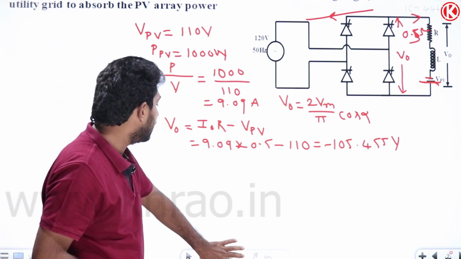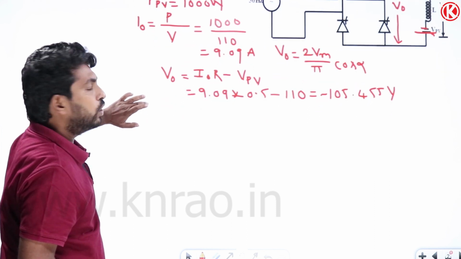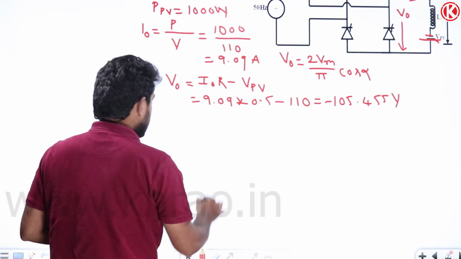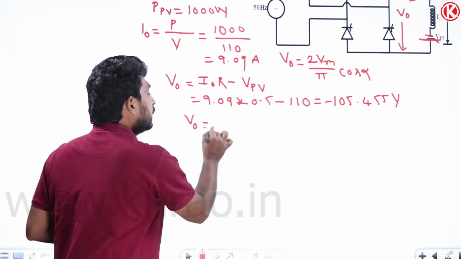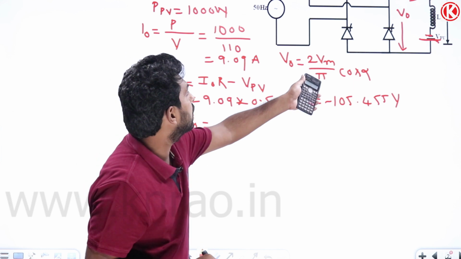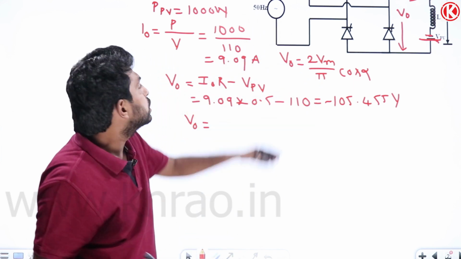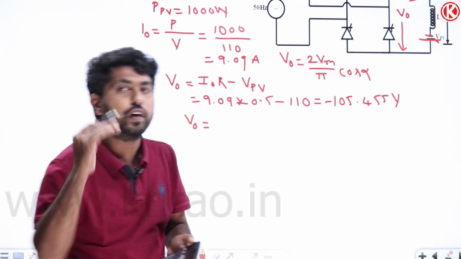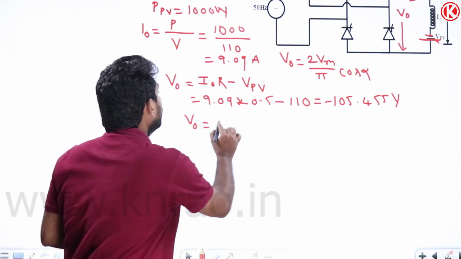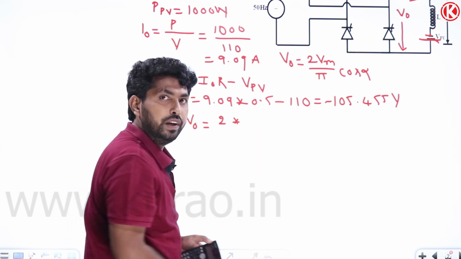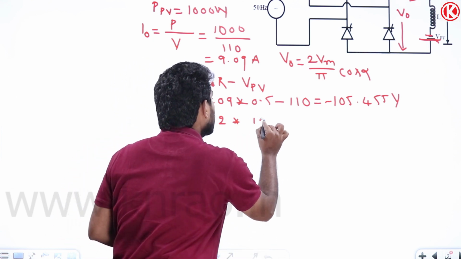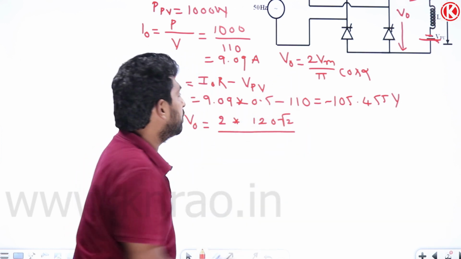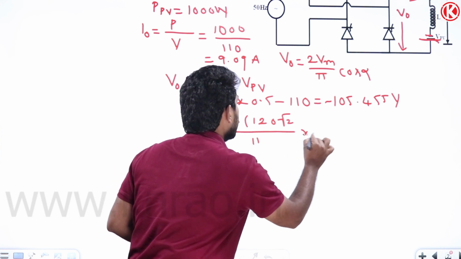How can we find the firing angle? We know the value of the output voltage. V naught equals 2 Vm by pi into cos alpha. How can we find Vm? Vs RMS is given as 120 volts. How can we find the maximum value? Vm is 120 into root 2.